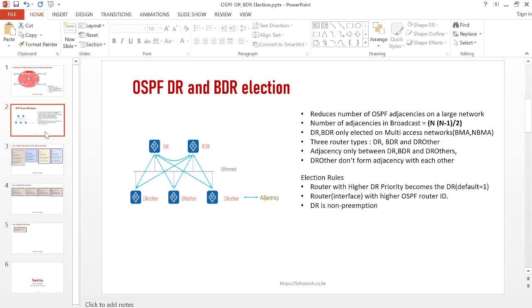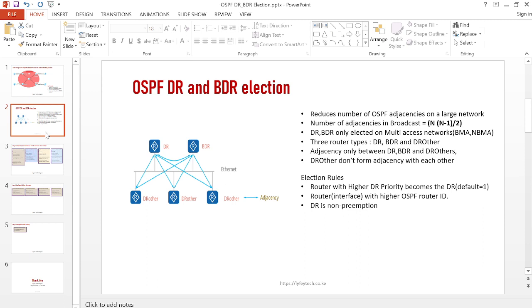The DR and the BDR are only elected on multi-access networks. These are broadcast networks and non-broadcast multiple access networks. So on a point-to-point network or point-to-multipoint network, we don't elect the DR and the BDR. We only elect on multi-access networks, which are the broadcast networks.